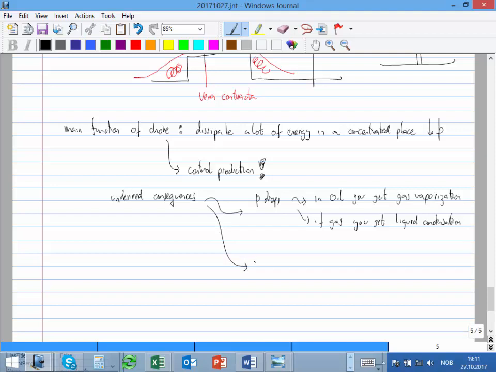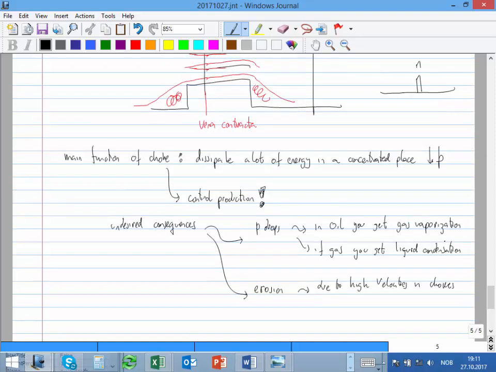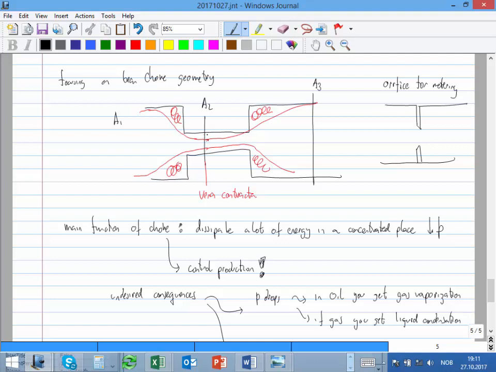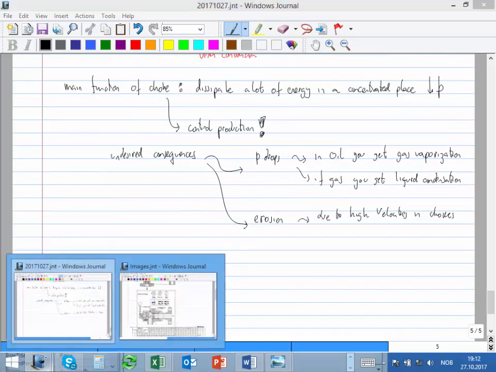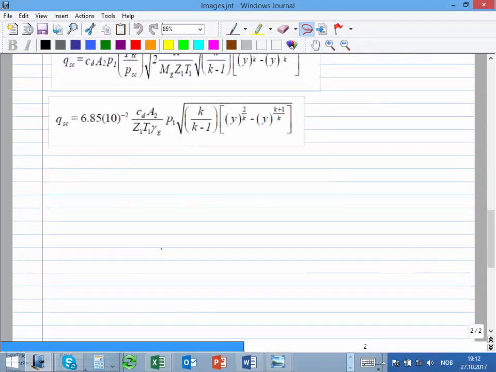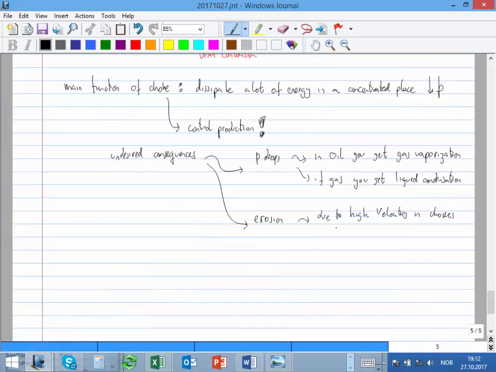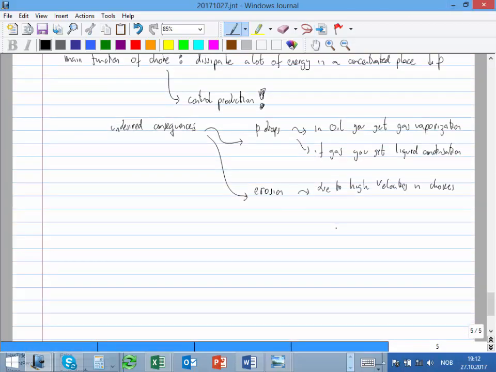Then you have erosion. Okay, due to the high velocities in the choke. Okay, especially in this vena contracta, you get a very high velocity, and then you cause a lot of erosion. Let me see if I have an image. I think I pulled an image. No. Okay, I can pull maybe during the break. I can put an image of the erosion.